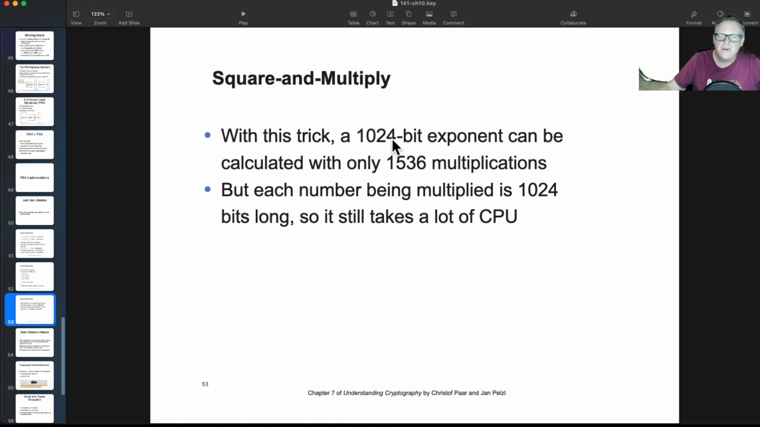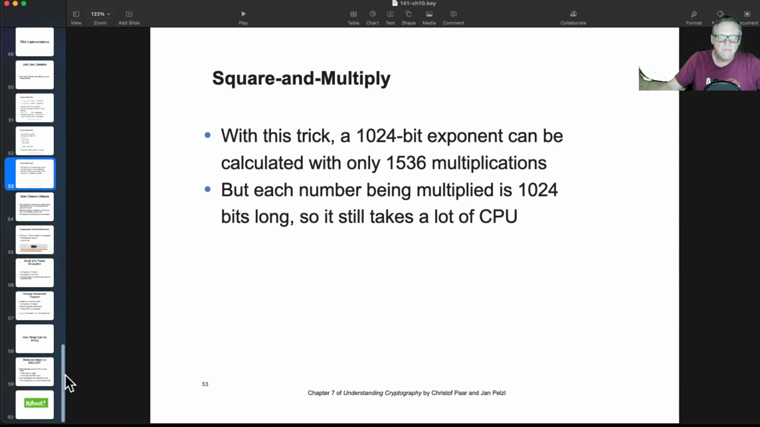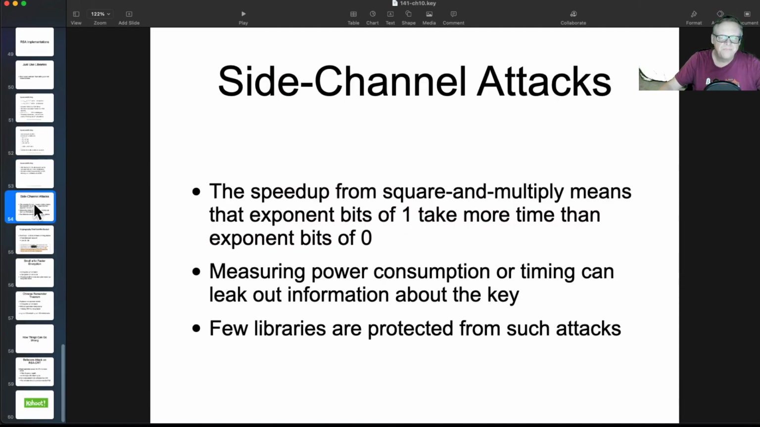So that's the point. A 1024-bit exponent can be calculated with only 1,500 multiplications. Each number being multiplied is still pretty big, but it's possible, as opposed to the other way, doing them one by one. You'd never get there at all.